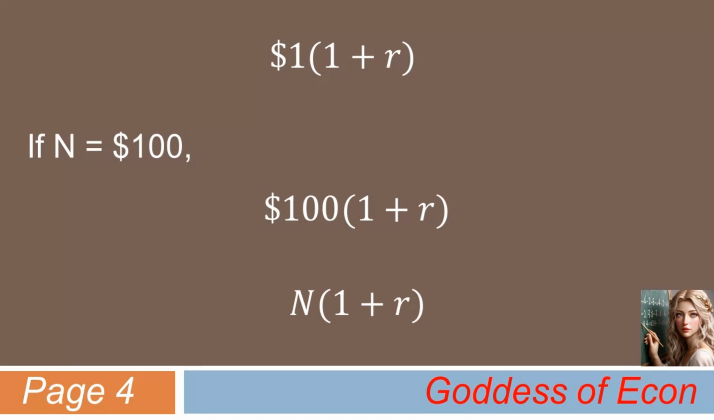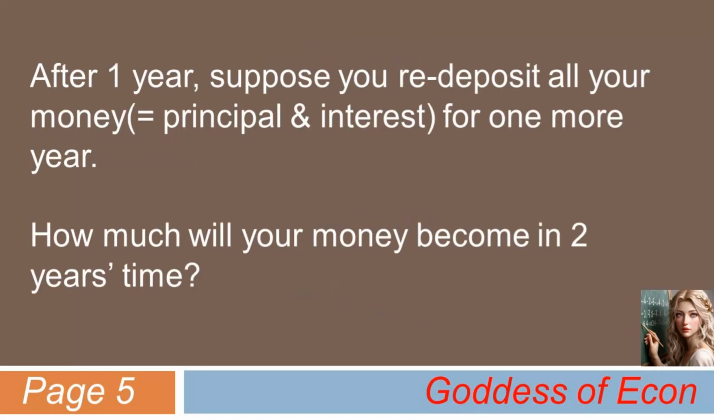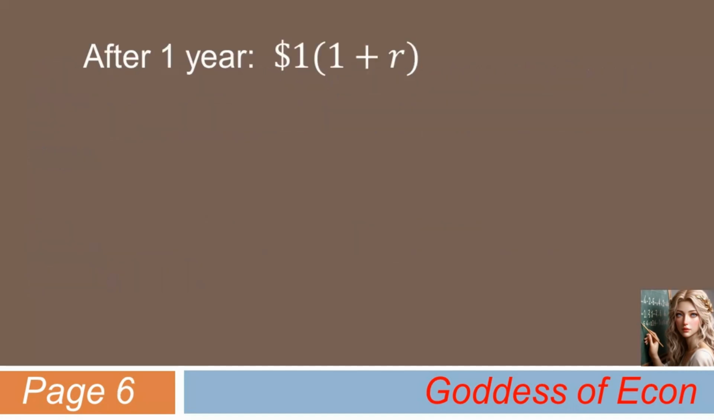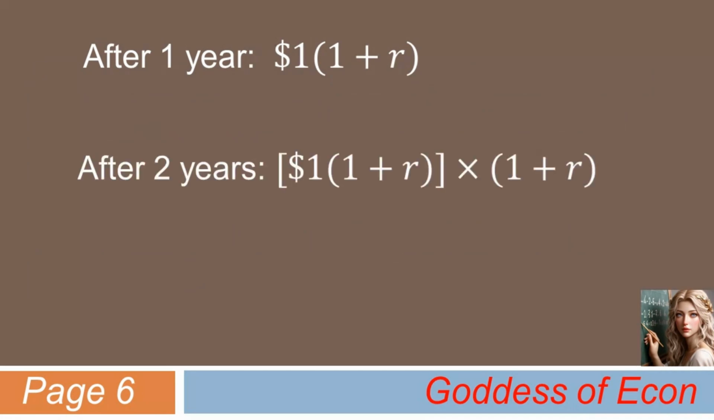Hope this is clear. Now let's say, after 1 year, suppose you redeposit all your money, that is both principal and interest, for 1 more year. How much will your money become in 2 years' time from today? For the sake of simplicity, let's just assume that R doesn't change over time and stays constant. Okay, after the first year, $1 becomes $1 times (1 plus R). And at that point, if you put that money back into the 1-year time deposit account, then it will further grow to $1 times (1 plus R) times (1 plus R).